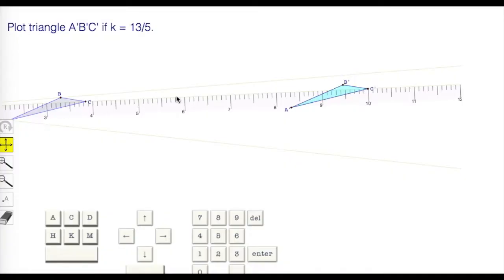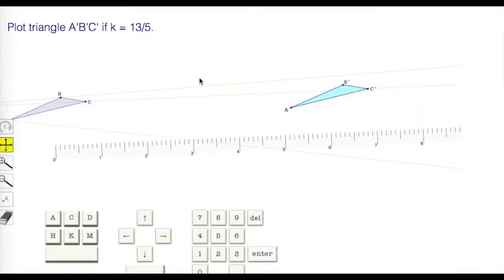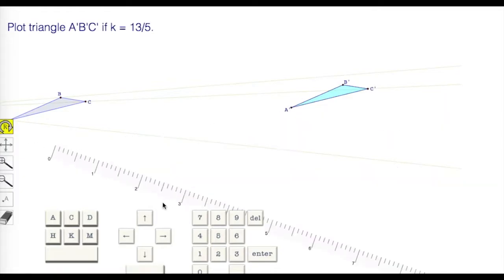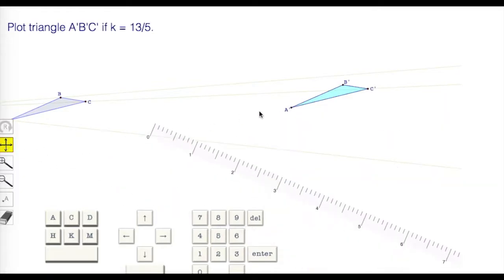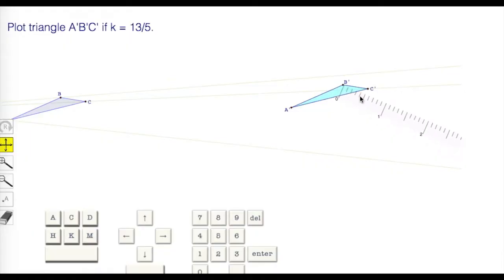I was telling you about the parallel trick. I know that I've just copied that shape, so my B prime C prime is parallel to my BC, and my A prime B prime is parallel to my AB, and my A prime C prime is parallel to my AC. I can reposition the B and the A by using the ruler, keeping the ruler parallel, making sure it goes through B and through C. I'm going to rotate that. I'm going to move the ruler.